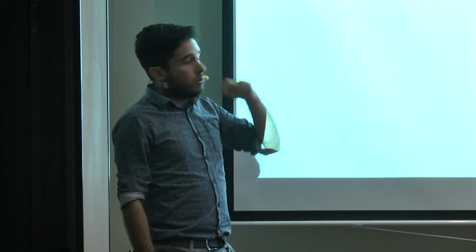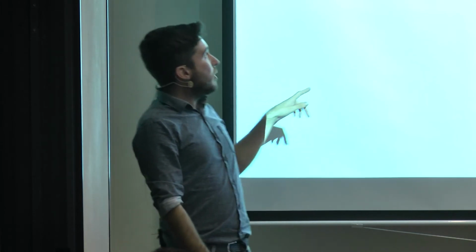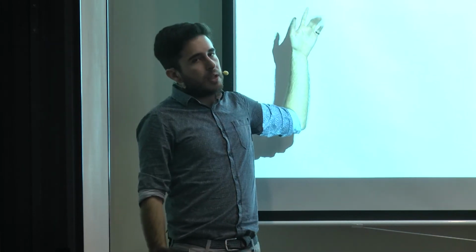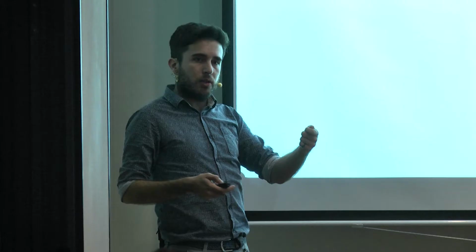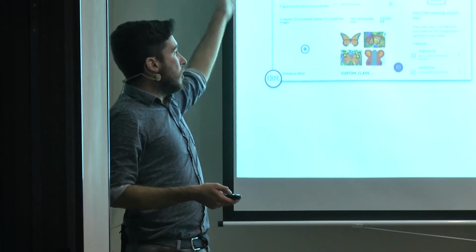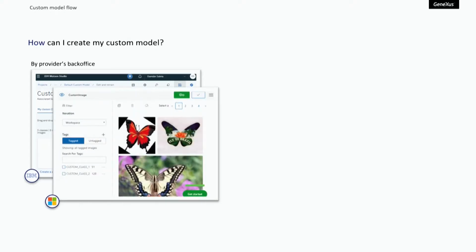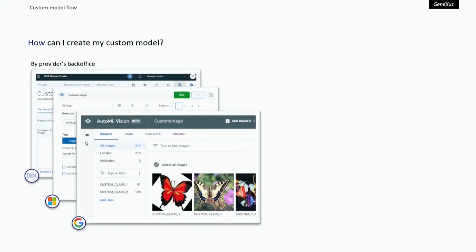Now, this can be done in GeneXus AI in two ways. You can use some cloud providers who offer a back office. You provide the training data, and you make training directly from there. For instance, this would be the back office for IBM. Here you have the images of butterflies and several options to be able to manage those data. Here you have the case of Microsoft, and here Google.